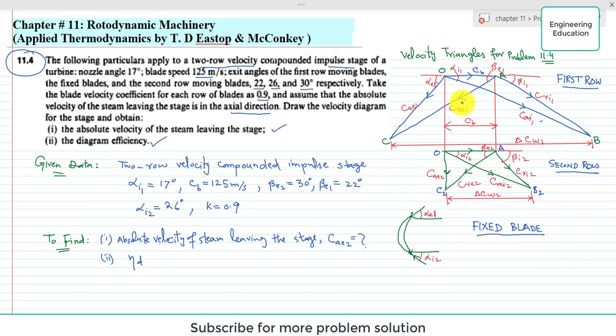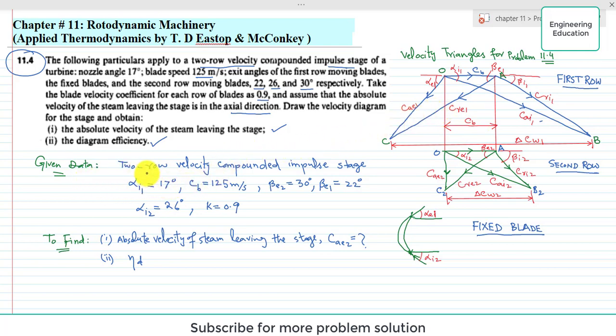Here the difference is only we have two-row velocity compounded impulse stage of a turbine, while in previous problems we have only solved one stage problem in which only one combination of triangles were used. Here we have two set of first row and second row. So this is a little bit more advanced than the previous problems.